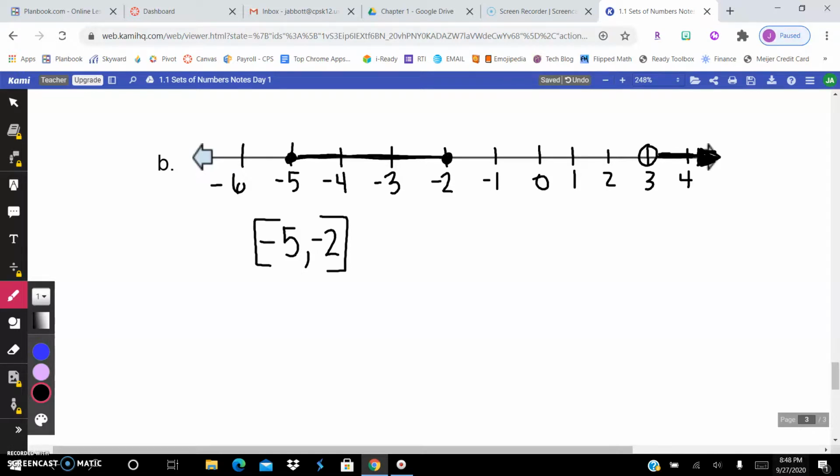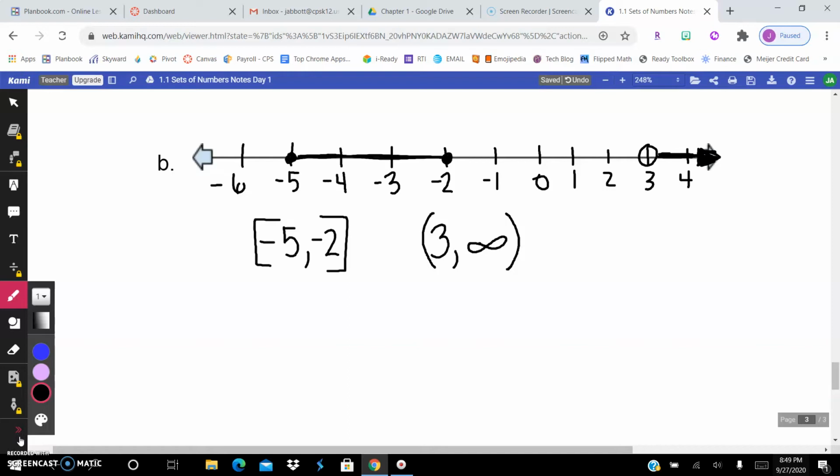And then our other one is just greater than 3. So our smallest number would be 3, and our largest number would be infinity because it's going on forever. Notice that the circle is not filled in, so we're not including 3, so that's going to be a parenthesis. And then we don't have an endpoint for infinity, so we can't include it, so it has to be a parenthesis.